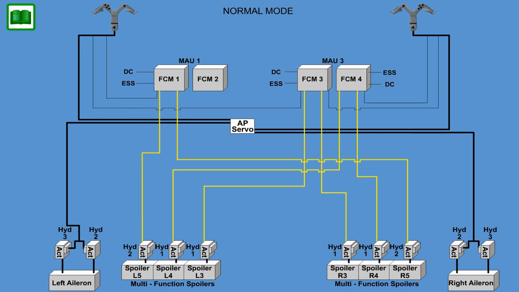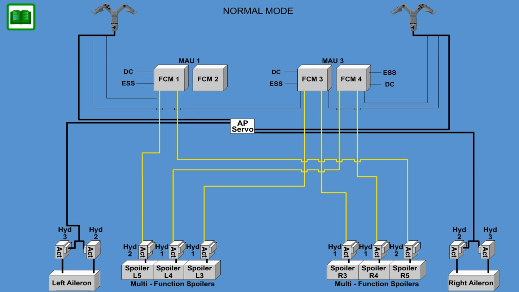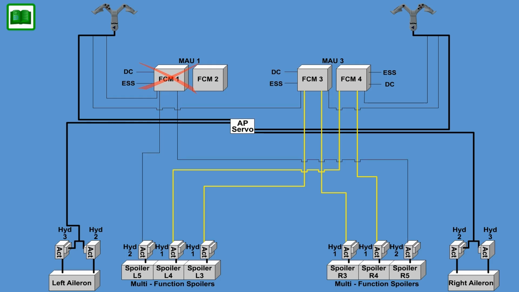In case of a failure of the flight control module, direct mode occurs automatically. If the failure occurs in only one FCM, then only the spoilers associated with that FCM change to direct mode. Those 2 MFS panels will not deploy as speed brakes or ground spoilers, but will continue to operate in direct mode as roll spoilers with a fixed gain. If one flight control module changes to direct mode, the rest of the spoiler system does not necessarily change to direct mode.